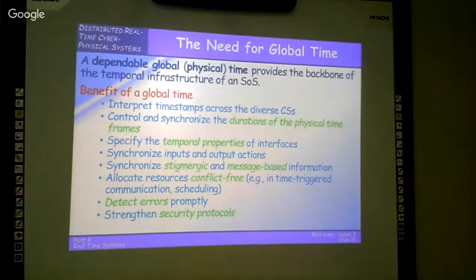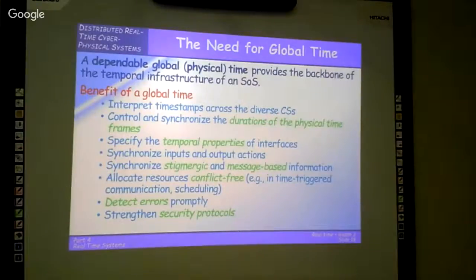Synchronize stigmergic and message-based information. I receive messages. I receive a sensor signal, and I must be able to put them all together in a timeline. I can make a resource allocation in time, say on a conflict-free basis, for example, using time-triggered or TDMA or round-robin kind of stuff. I can detect errors.